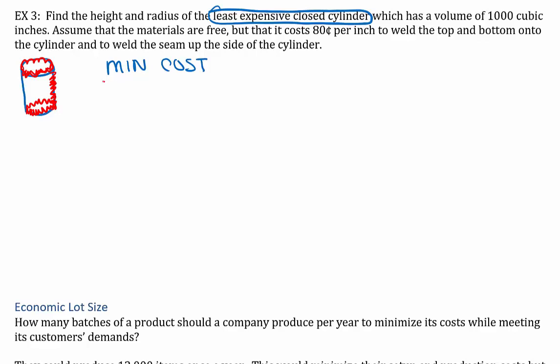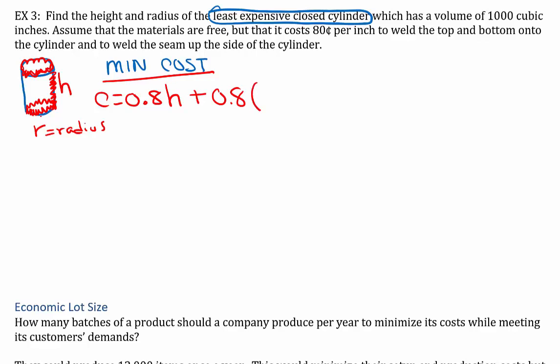Okay, so for minimizing cost, we are going to write a cost equation. I'm going to say the height of the cylinder is h, and we'll say the radius of the circle on the bottom is r. So the cost of this welding is going to be 80 cents times the height plus 80 cents times all the way around 2 circles.